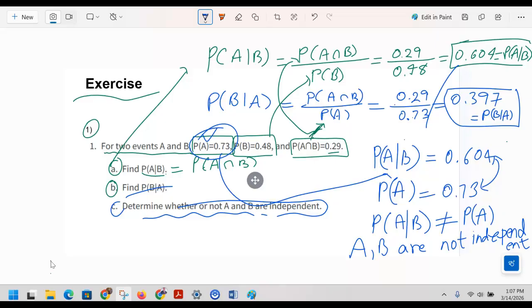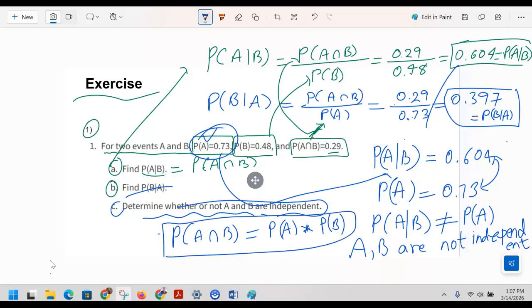Another way to show this is the multiplication rule. If the probability of A and B is the same as the probability of A times the probability of B, then they are independent. But if I multiply A, 0.73, by 0.48, this will not be the same as A and B, which is 0.29. I hope that takes care of this. Let's do another example.